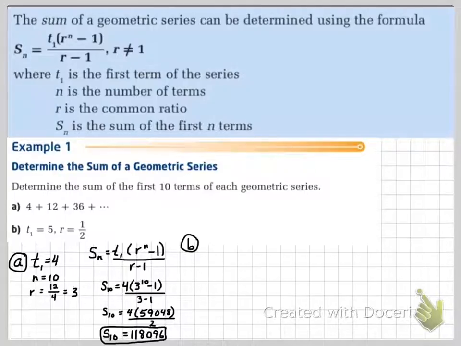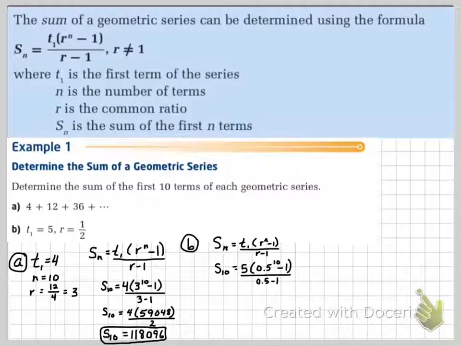Let's do B. This time our common ratio is a fraction. But since it's 1/2, a terminating decimal, we're going to use the decimal. So now Sn is T1 times R to the power of n minus 1 over R minus 1. We have the first 10 terms, so S of 10 is going to be 5 times 0.5 to the power of 10 minus 1 over 0.5 minus 1.